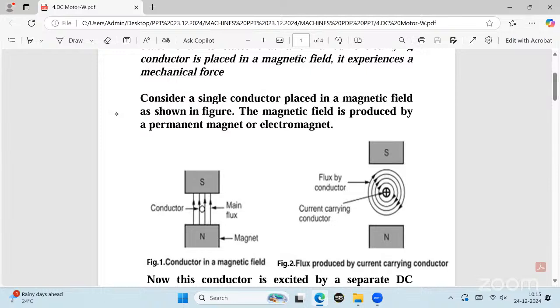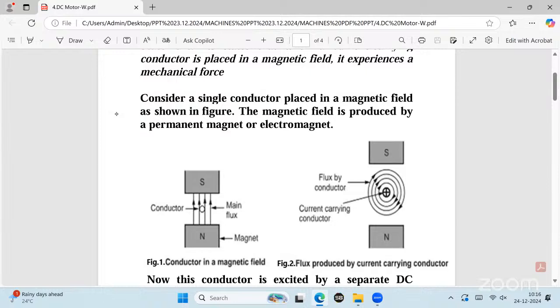Our target is to rotate the conductor called the armature. Once it rotates, it is called a DC motor. I have to explain how it rotates. First we have to give the statement, then we'll go for the working principle of the DC motor. The working principle of a DC motor means how it rotates in the magnetic field. Conductor ela rotate avutundi. Clear? First diagram is finished.